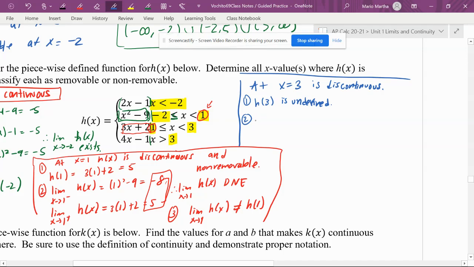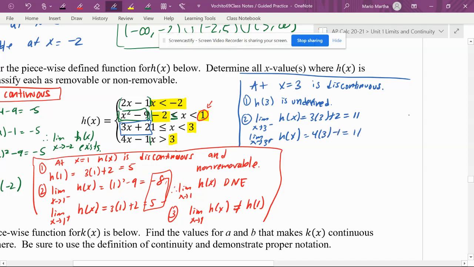So let's see, the limit as x approaches 3 from the left side first. That means we're going to be looking at the top function, 3x plus 2, of h of x. So that's 3 times 3 plus 2 equals 11. And then the limit as x approaches 3 from the right side of h of x. Now we're looking at 4x minus 1, which is 4 times 3 minus 1, which is also 11.